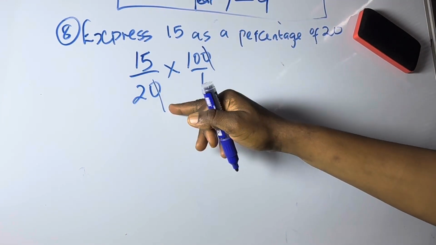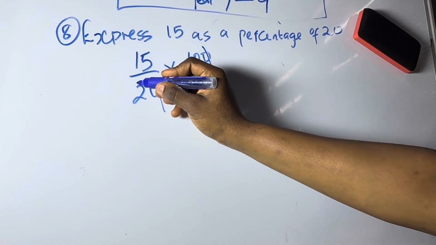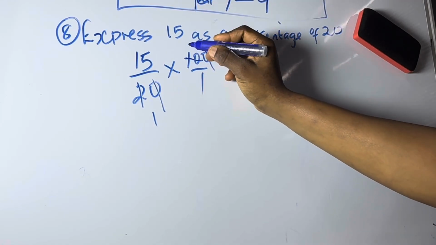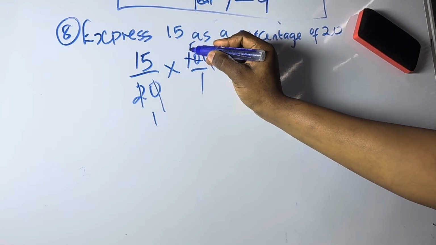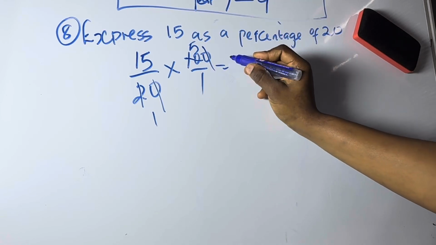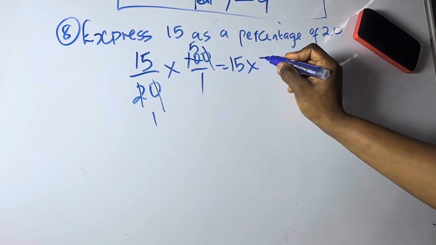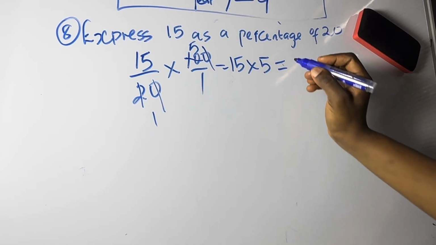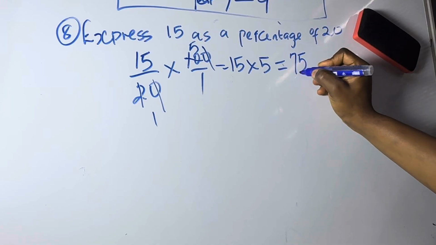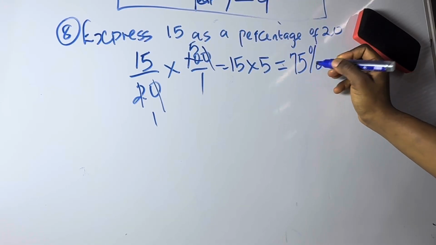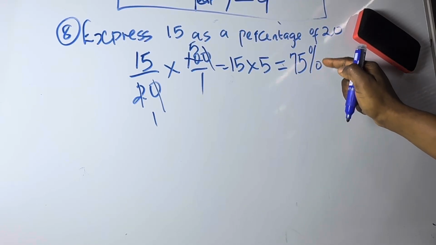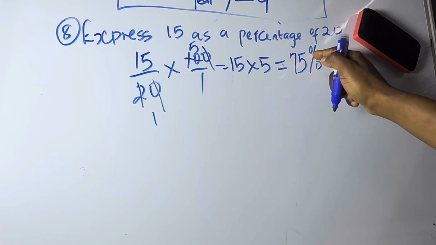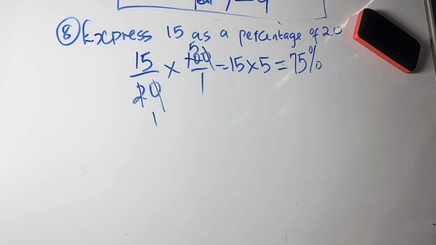Now to divide this, cancel this. 0 cancel 0, right? 2 in 10, that's 5. Now we are left with 15 multiplied by 5, which equals what? That's 75. That's 75 what? Percent. Don't forget to add your percentage sign.